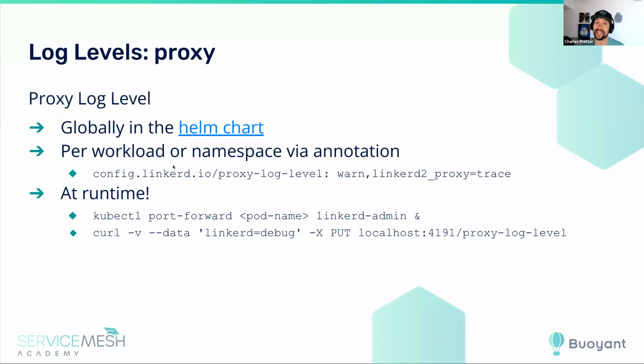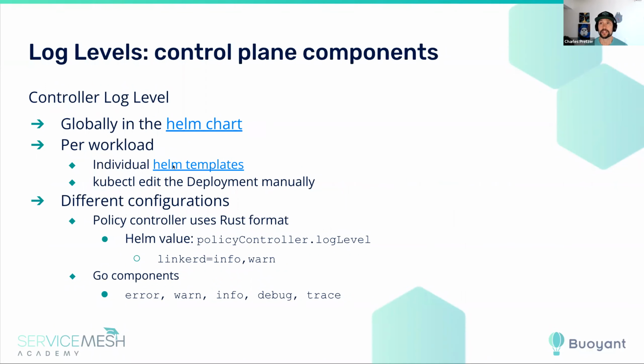And I can't count on my hands the number of times that I've worked through this with folks and even done this myself. The control plane components, I mentioned these earlier. The only real takeaway that you want from this slide is that the policy controller, which is new in 2.11, is written in Rust. And so it uses that same Rust syntax, linkerd=info,warn. The other components that are written in Go have a more familiar syntax for setting the proxy log level, where you specify just the name: error, warn, info, debug, and trace. And that's from left to right, least verbose to most verbose.